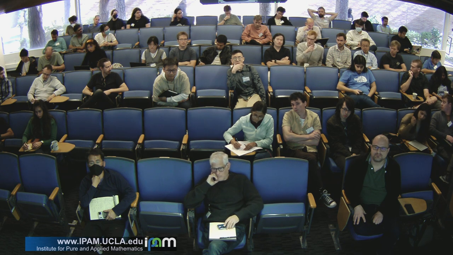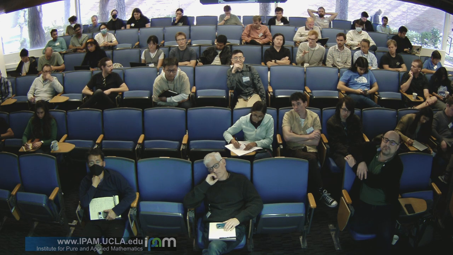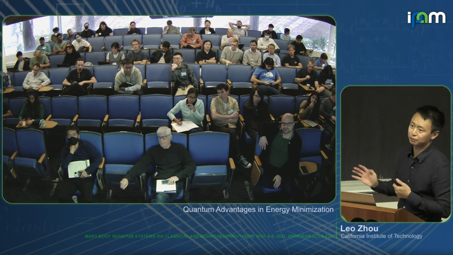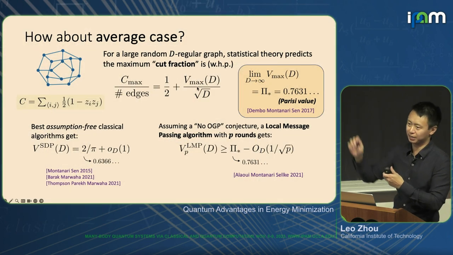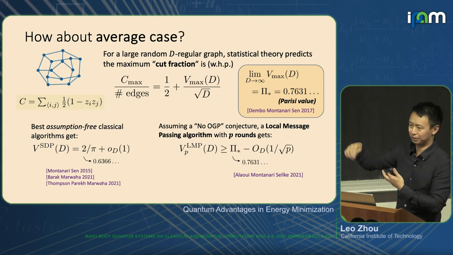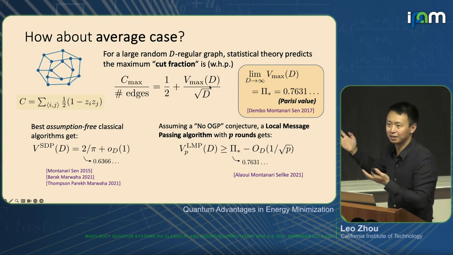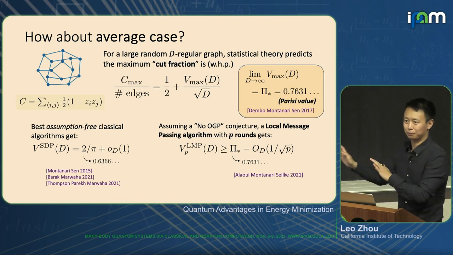This Parisi value that you present, what you showed us before was true for p equals 1, right? Does this still have something to do with p equals 1? No, not really, because here we're looking at average case. Before it was about worst case, where you want to guarantee the ratio of the cut that you get to the maximum cut. Here, as d becomes large, the approximation ratio trivially becomes close to one because the second term just vanishes. So what happens in the worst case is very different to what happens in the average case.